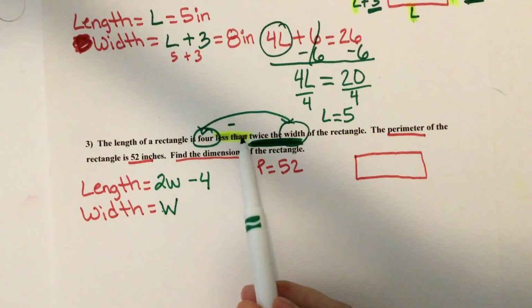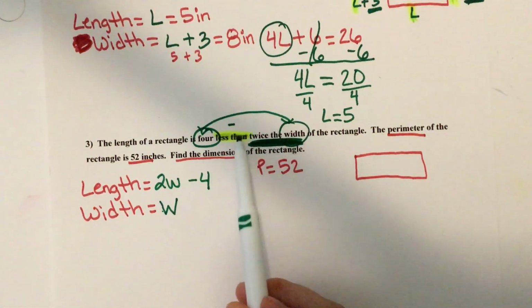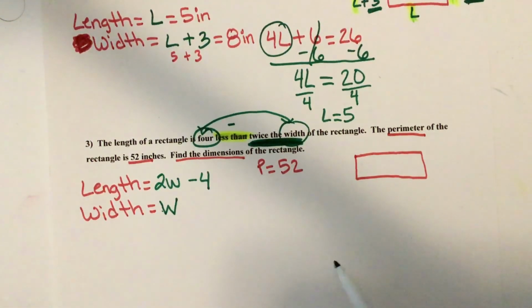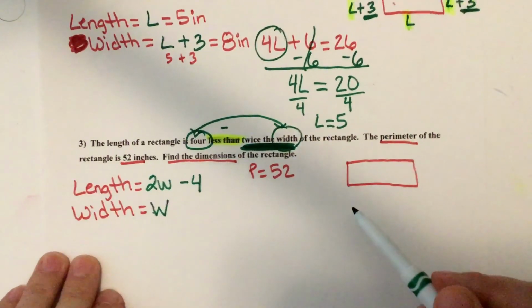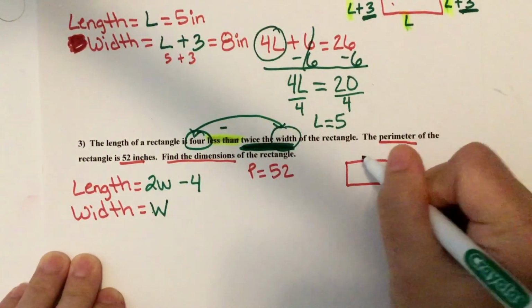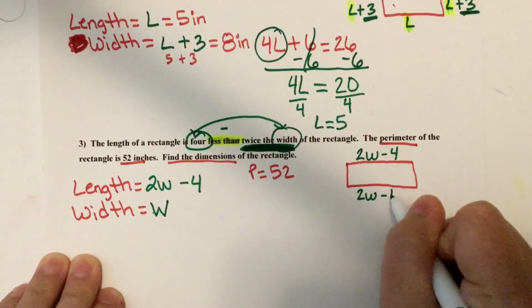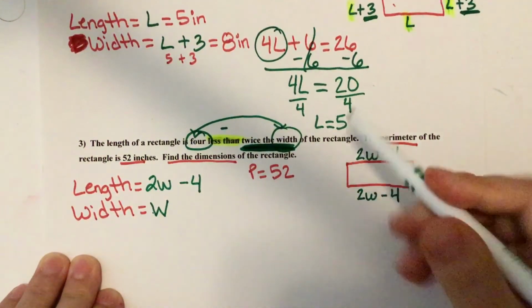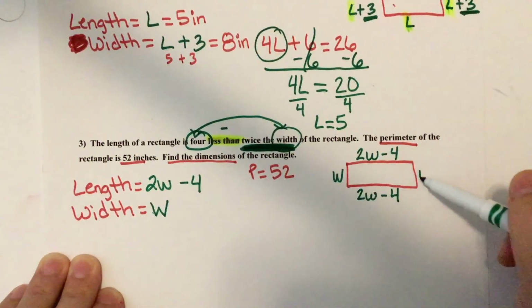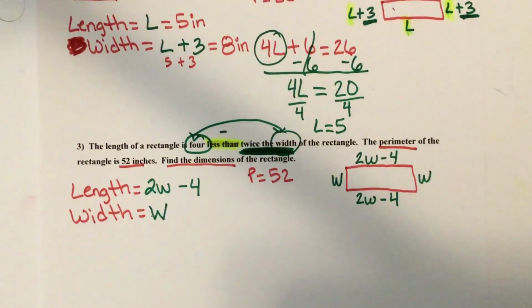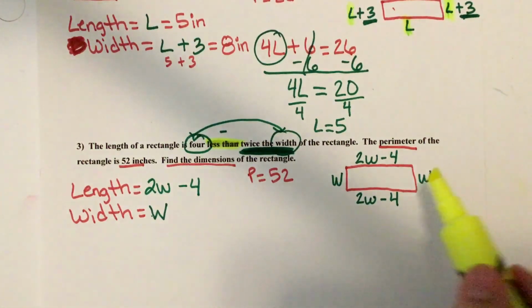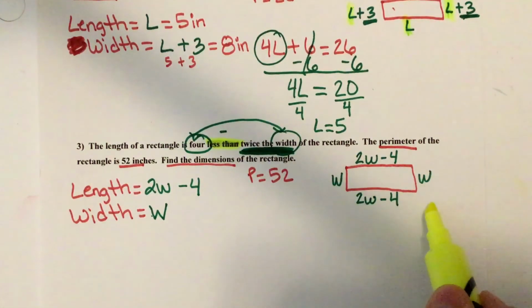And if you see a switch word, you start in the back of the sentence and you work your way to the front. Okay, let's put the dimensions in the picture. So the length is 2W minus 4, and the width is W. So anytime you're finding perimeter, you add up all the sides. So I want to add this side to this side to this side to this side.